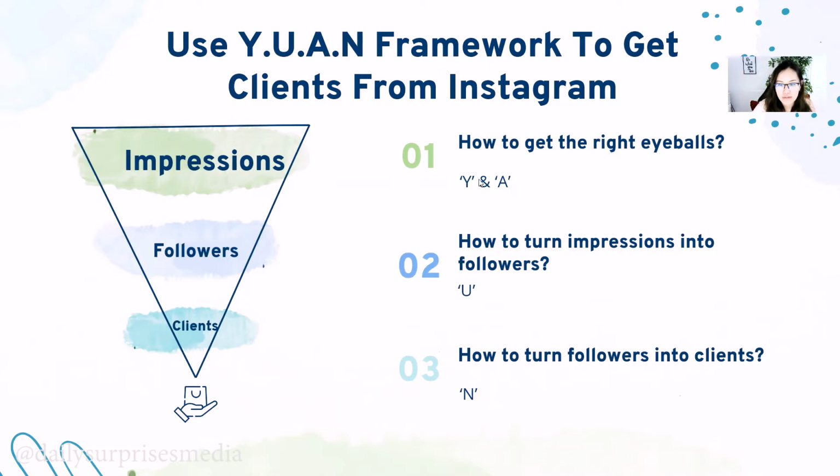The reason why there are 4 steps for the 3 layers of the funnel is because the first step and the third step of the framework actually solve the first layer: making sure that you're getting as many impressions, as many right eyeballs on your profile as possible. The second step is making sure that you convert those impressions into followers. And the last step is making sure you have the right conversion system or sales system, whichever way you prefer to call it, to actually convert followers into clients. But we're going to go through them one by one.